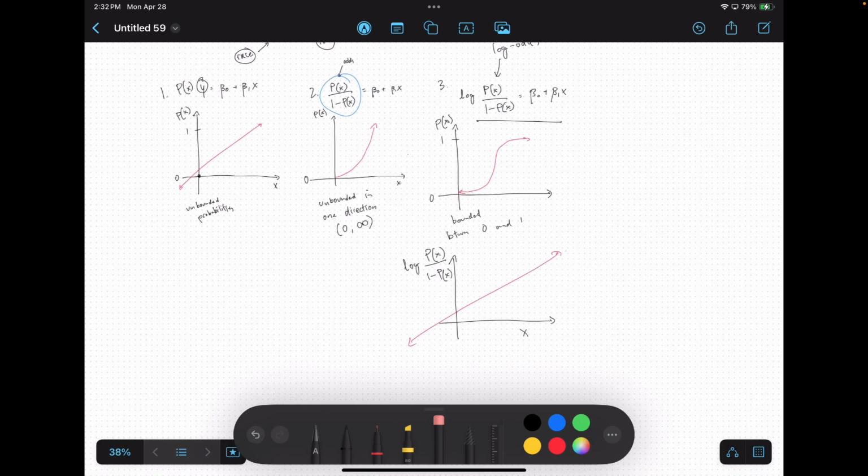So don't ask me to interpret log odds, because I have no idea how to interpret that. Log odds are a lot more confusing. It is a construct with which we can essentially get this outcome that we're interested in, which is to bound our outcome to be between 0 and 1. Okay? All right, any questions about this so far?